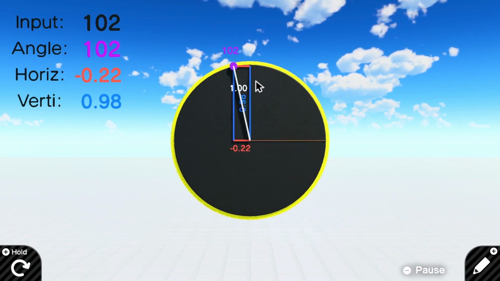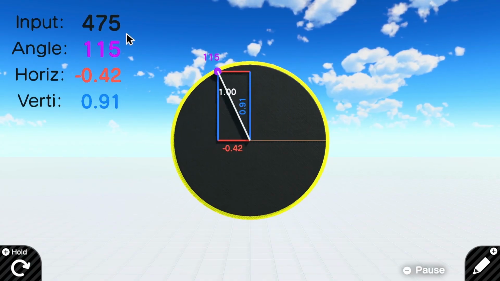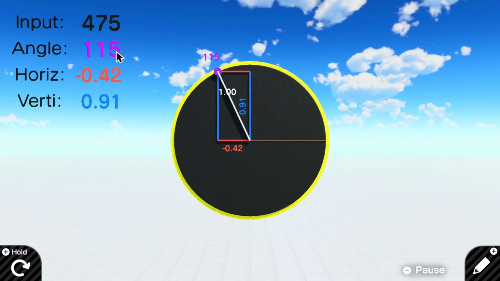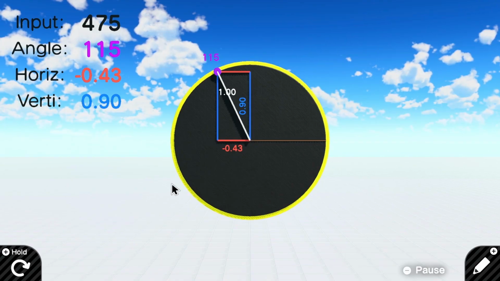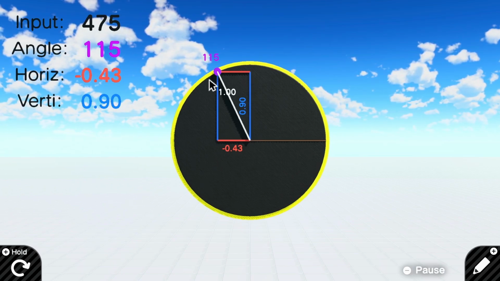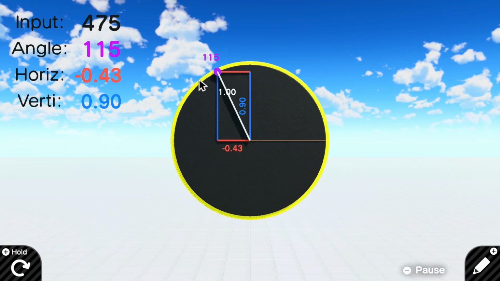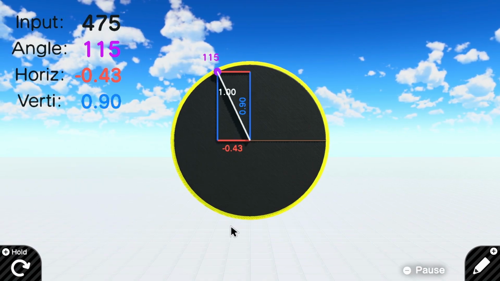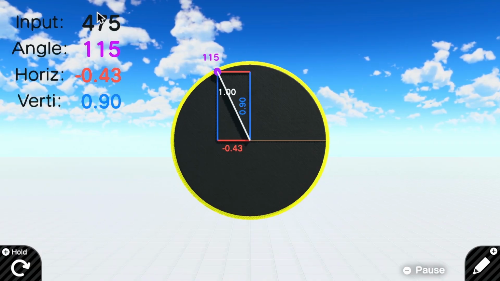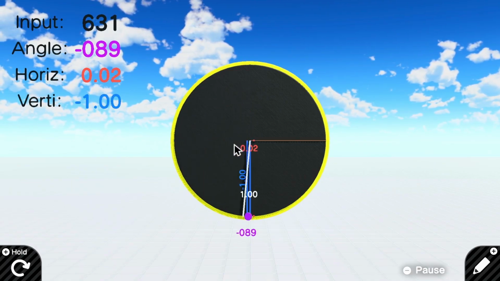Now, that doesn't mean you can't use values outside that range. For example, here I'm using an input of 475, but as you can see, that angle is basically the same as positive 115. Intuitively, that is because one full rotation around a circle is 360 degrees. So 115 here plus one full rotation will still end up at 115. So 115 plus 360 is 475. That's why these two values are basically the same. And it still holds no matter how many rotations you do.